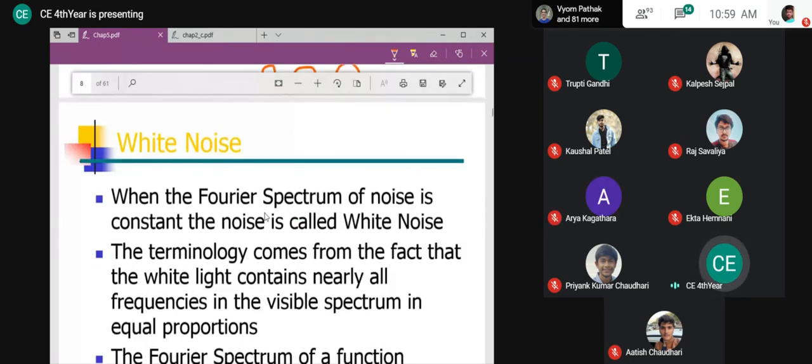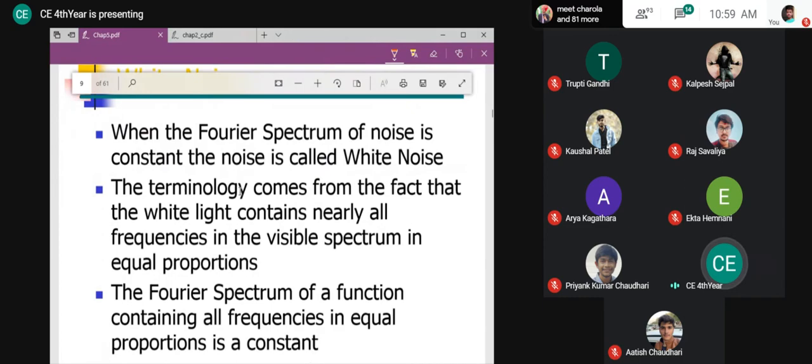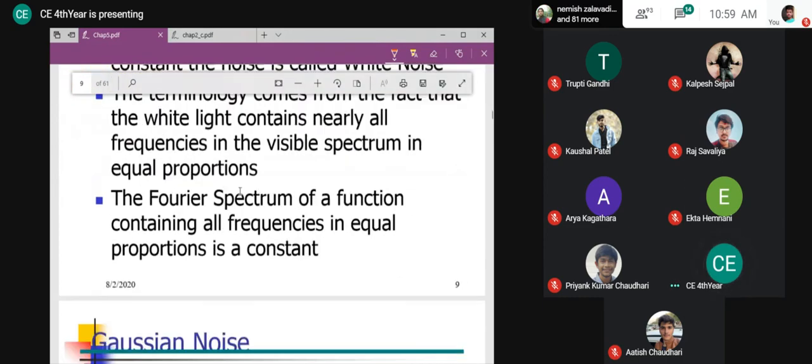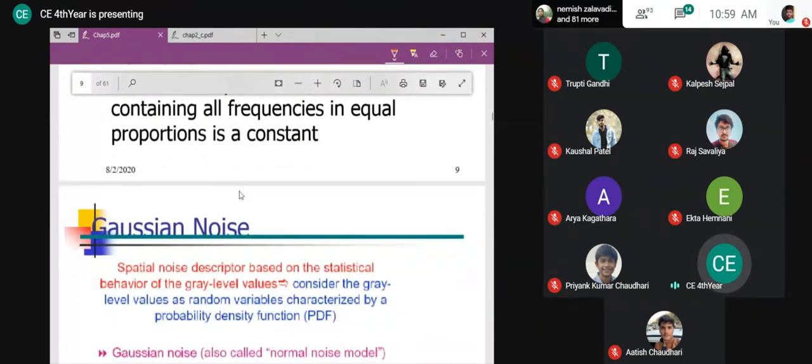Why white noise? Because the presence of all colors is white, right? So the presence of all frequencies is known as white noise. That means in my noise, all the frequencies are present. Whatever the frequency of your input signal is, my noise will get added to that. So such noise is known as white noise. What we will assume is that our image noise will be white noise and available at all the frequencies, and hence it will create trouble for any input frequency.